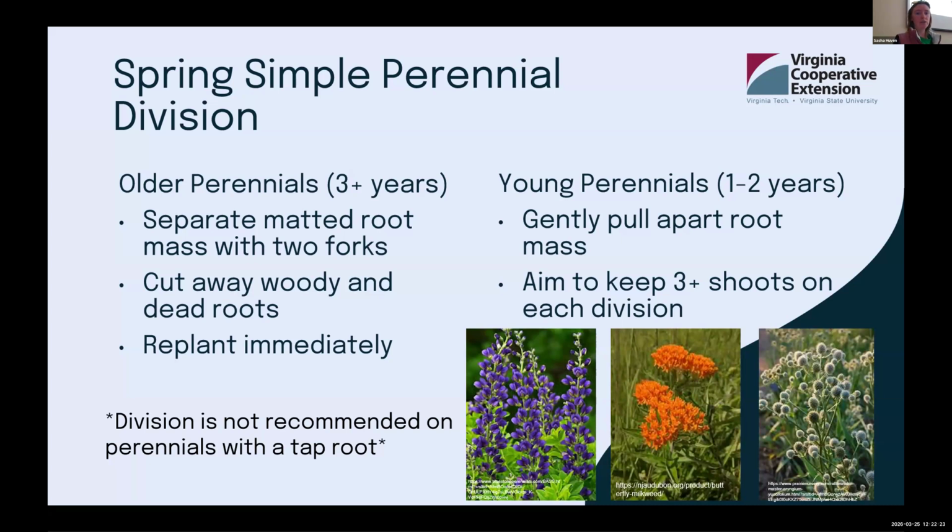I'll talk about young perennials. Young perennials under 1 to 2 years old, you can just gently pull apart their root mass. You don't need the forks because they're not super entangled yet. Just aim to have 3 shoots per section. So this is another little piece of show and tell that I wrote here.